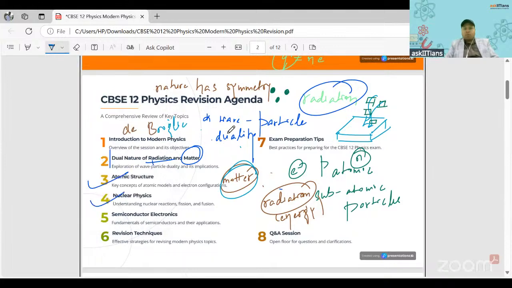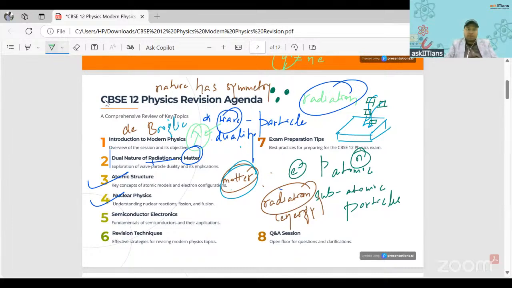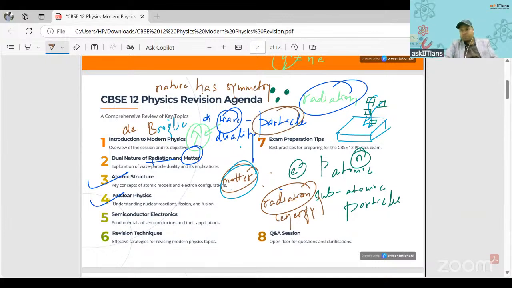So can anyone tell me what is the physical quantity associated with a wave? It's the wavelength we calculate, right? If something has a wavelength, then we say that it is a wave. So that's why this concept of de Broglie wavelength comes, right? And what is the quantity associated with the particle? Now you can tell me. Please let me know. No, not frequency.